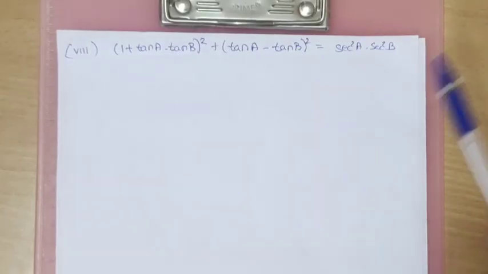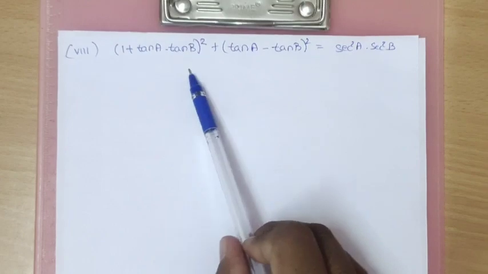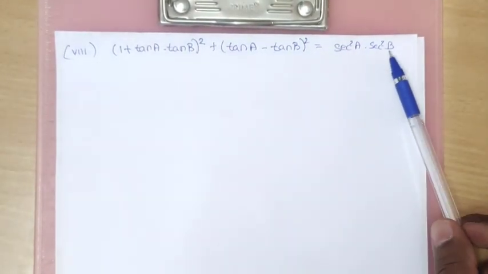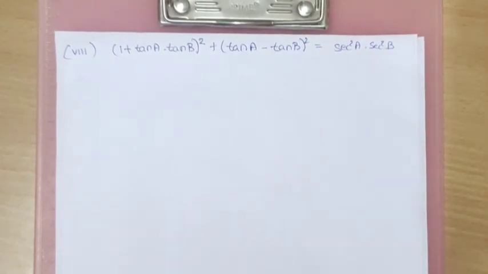So here, question number 8. We need to show that (1 plus tan A into tan B) whole square plus (tan A minus tan B) whole square will be equal to secant square A into secant square B. We need to show that. So how to show this?